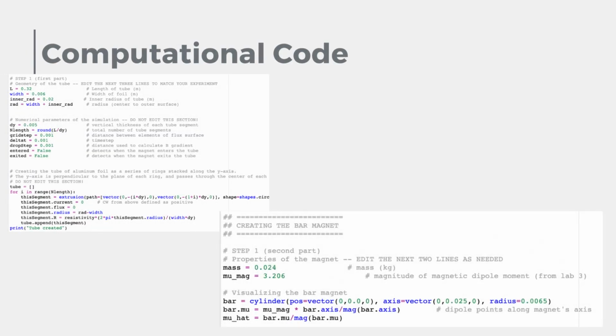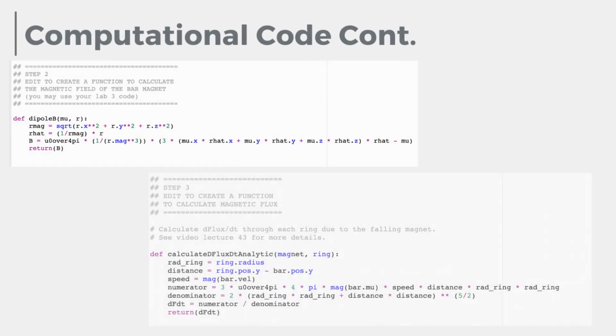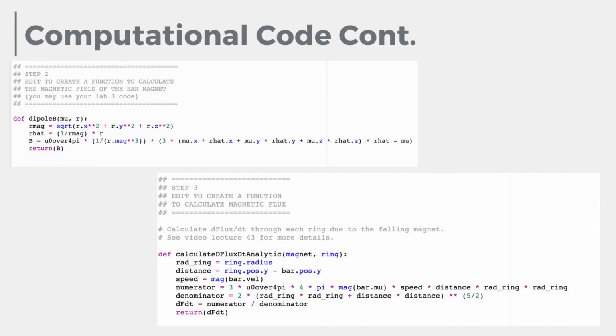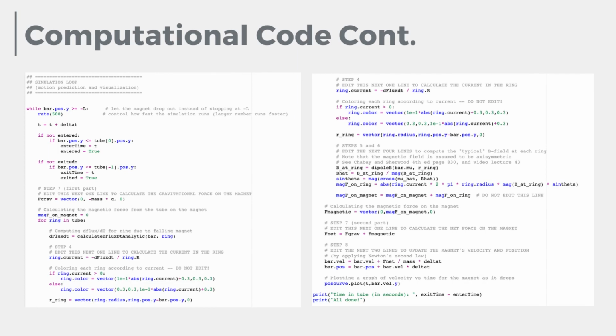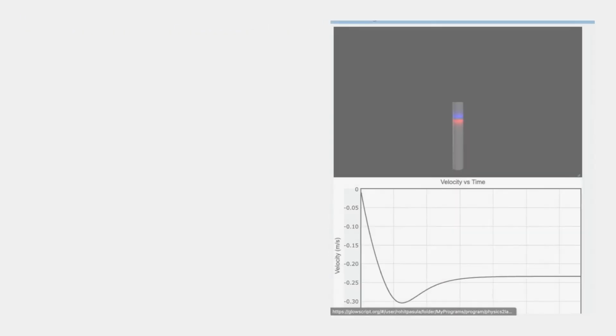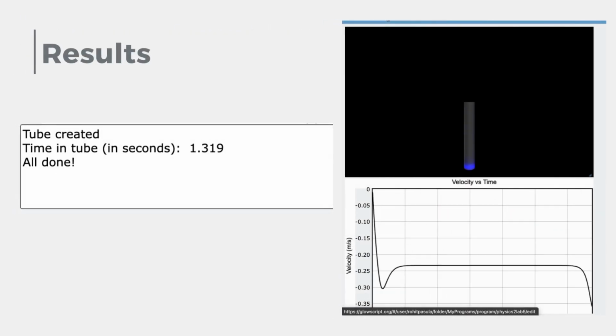Creating our computational code, we first set up the initial conditions, including the geometry of the tube and the magnetic moment of the bar magnet. Then, we calculated the magnetic field at a position r relative to the bar magnet and calculated the rate of change in the magnetic flux through each ring caused by the falling magnet. Lastly, we utilized Faraday's law, Biot-Savart's law, and Newton's third and second law to create a simulation loop of the bar magnet. So as you can see, the model generated is to the right.